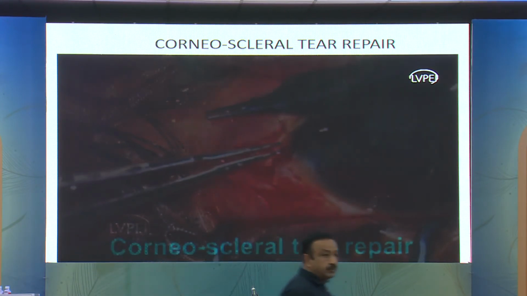Okay, so there's not much to say about scleral tears actually. The first thing is we need to apply the first suture at the sclera, at the limbus, and then start suturing the cornea, and then start the sclera.